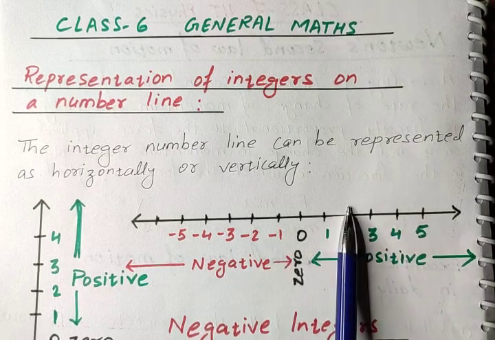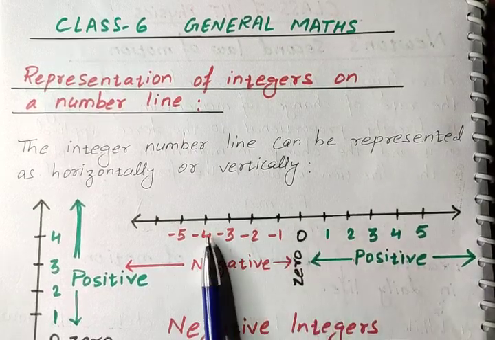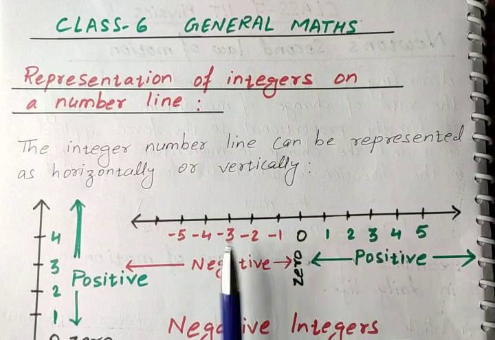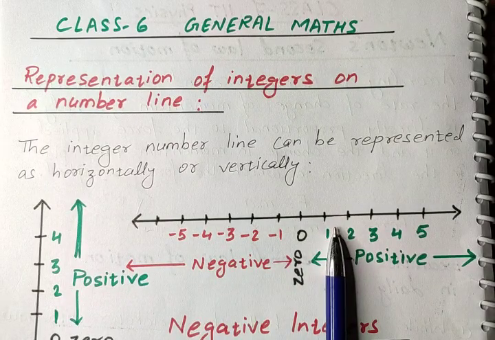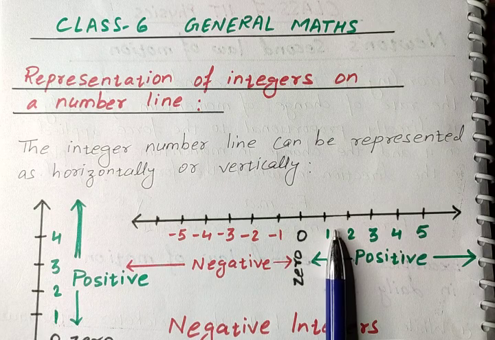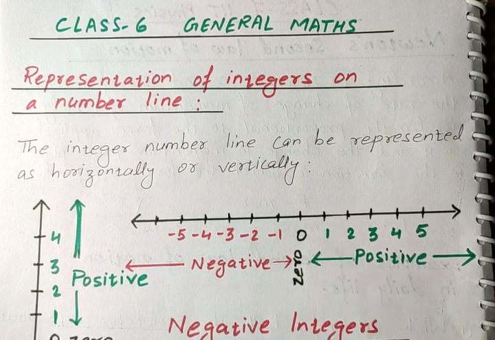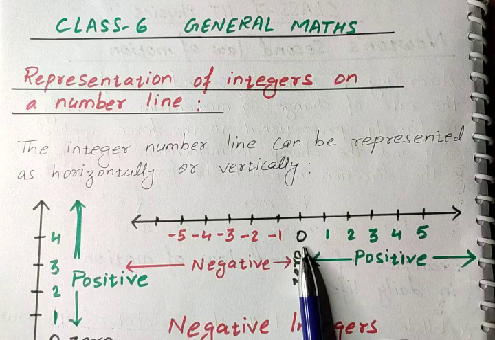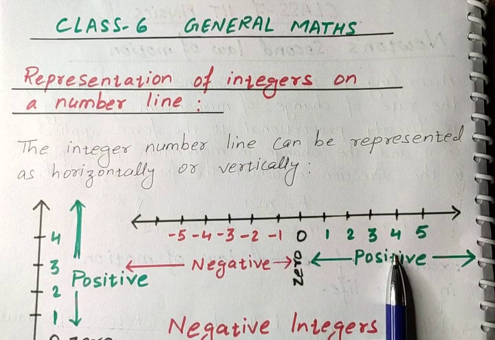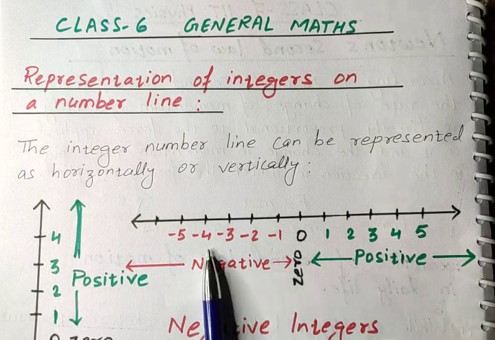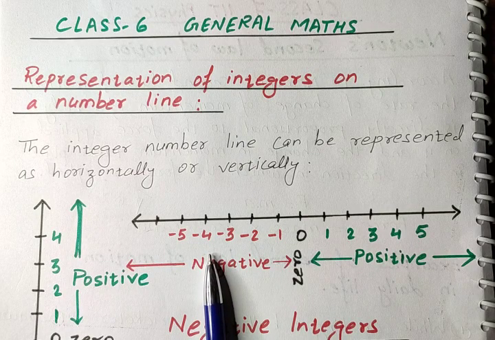This is a number line. On this integers are represented, and this number line is which type of number line? Horizontal number line. So now you can see the middle of the number line. What is there? 0. In the middle of the number line is 0. On the right side you can see in green ink positive integers. On the left side you can see in red ink negative integers.